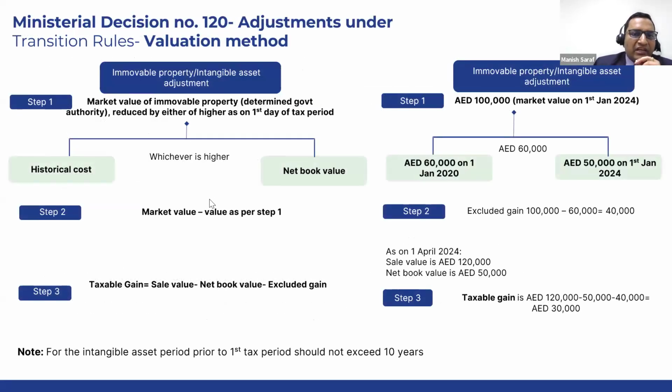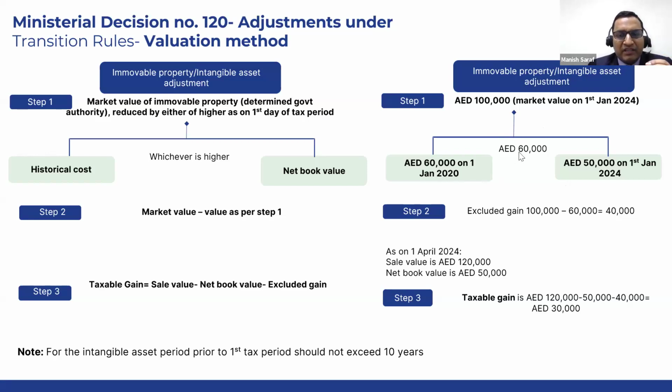So here's an example in case of the valuation method. On the left-hand side, I've given the regulation steps which you need to follow, and on the right side, I mention the numbers, how it looks. Under step 1, you compare your historical cost with the net book value as on 1st January 2024. Suppose the immovable property value was 60,000 as on 1st January 2020, and the net book value as on 1st January 2024, at the beginning of the first tax period, is 50,000. You take whichever is higher. Here the historical cost of 60,000 is higher, and this will be compared with the market value as on 1st January 2024.